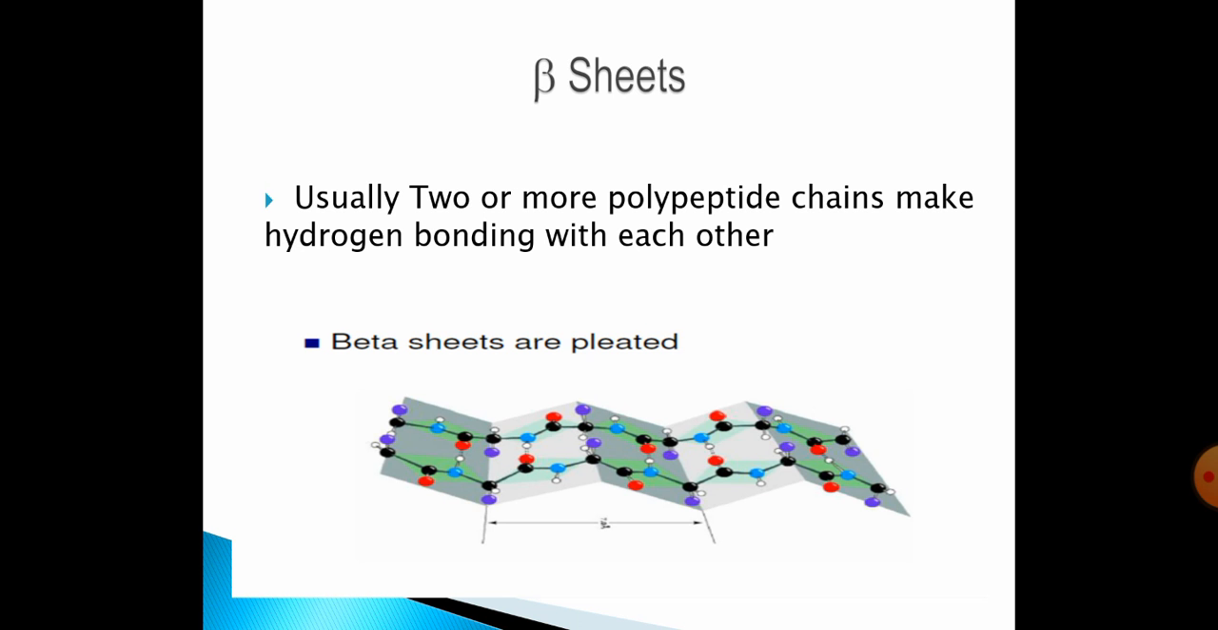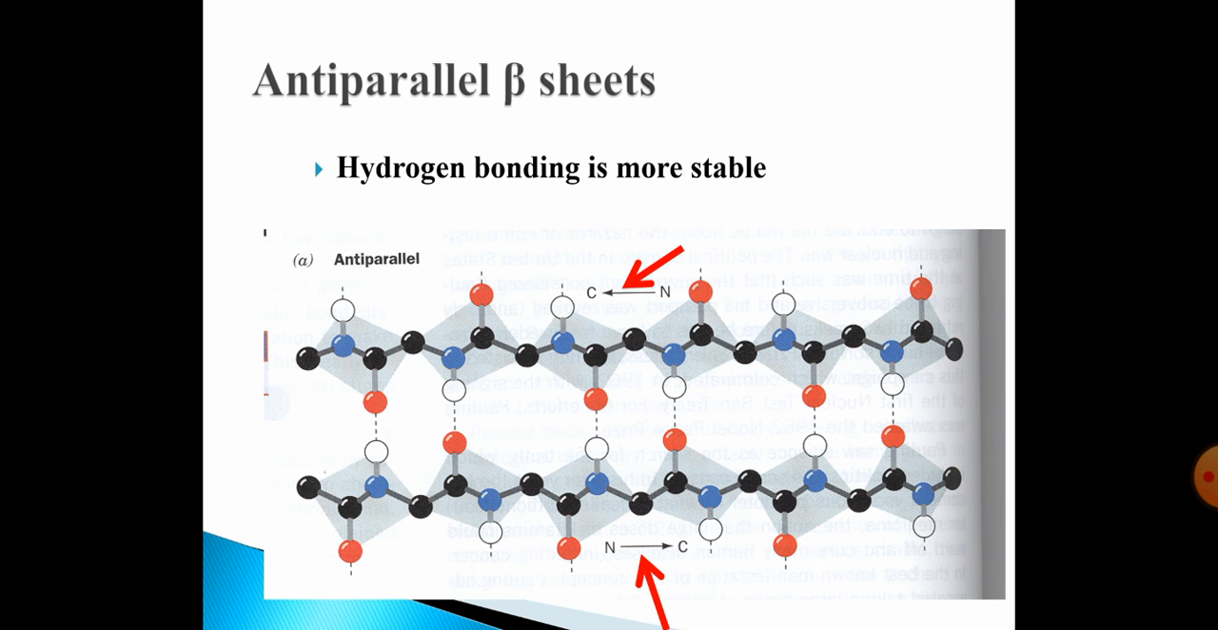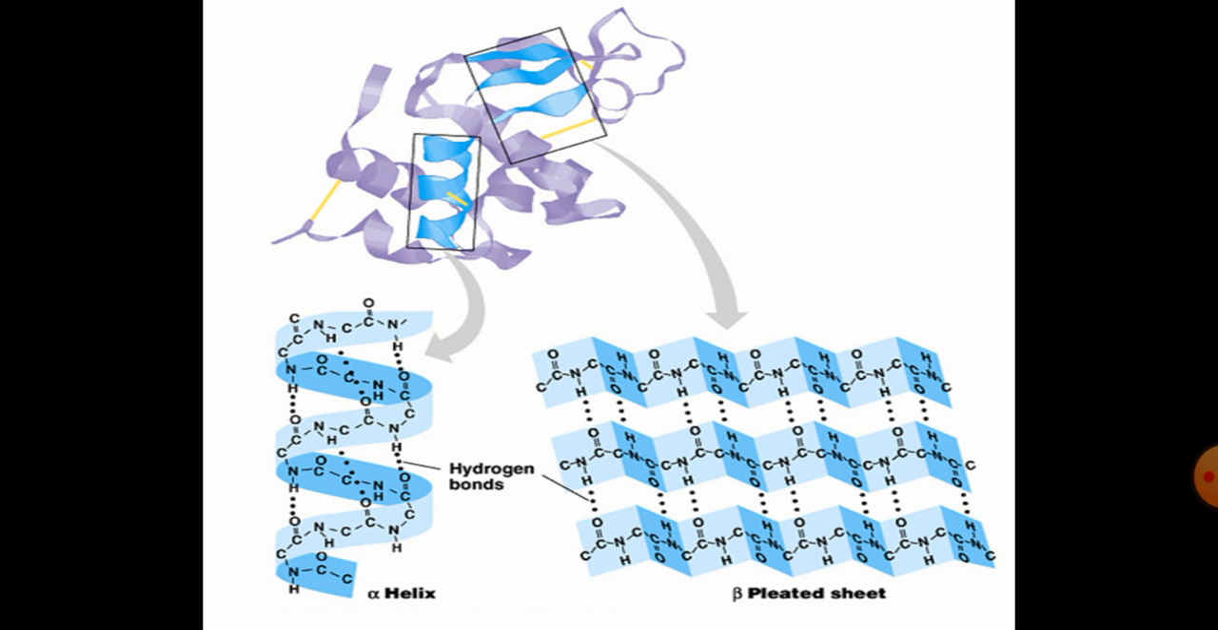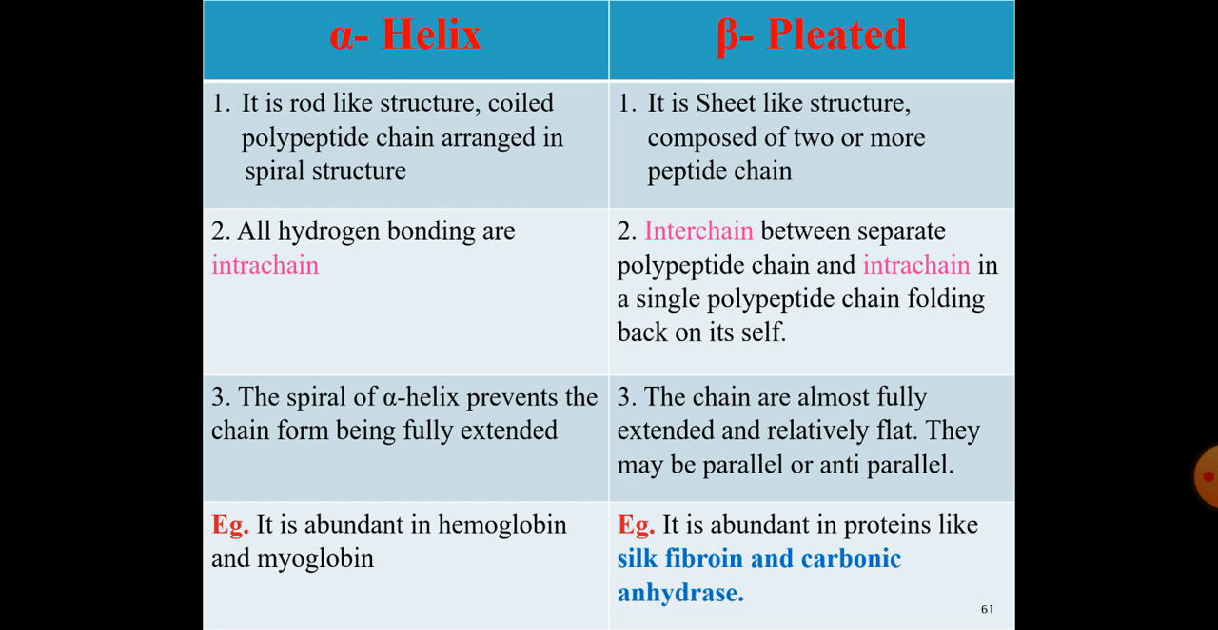If you look at it, two polypeptides join like a sheet. In antiparallel beta sheets, the hydrogen bonding is more stable. Antiparallel is more stable. Hydrogen bonding is less stable in parallel beta sheets. When they differ in the position of the sheets, they can stabilize the protein itself. Yes, that's how hydrogen bonding works in the alpha helix and beta pleated sheets.